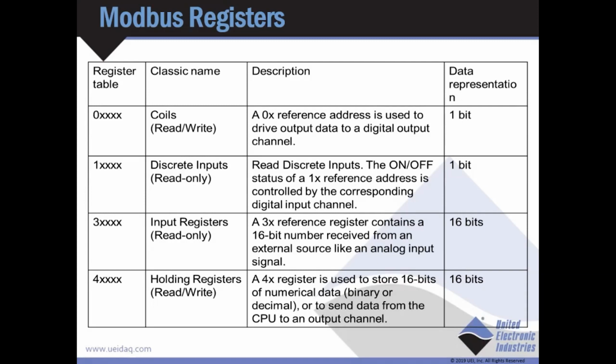So when the master tries to get data or sends a control, it's going to refer to either writing a coil, writing a holding register, or reading one of those registers as well.